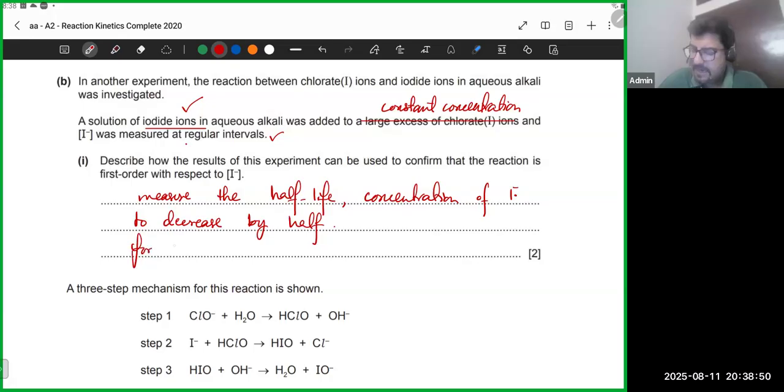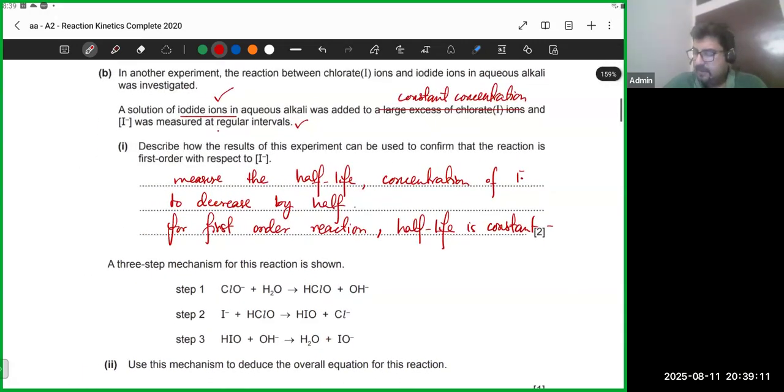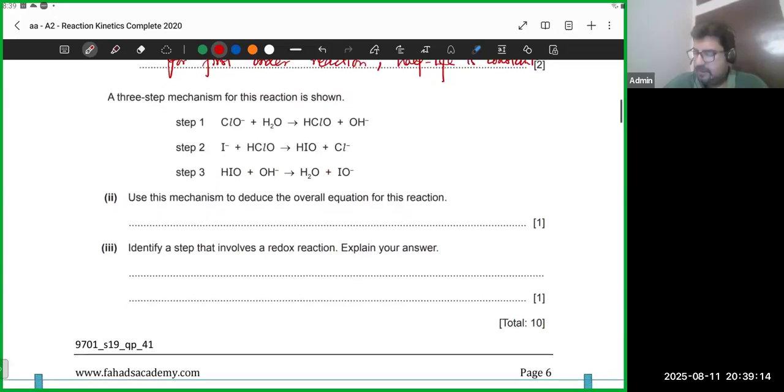Now for a first order reaction, this is going to be constant. So you're just going to check for that. For a first order reaction, the half-life is constant. It's not going to change.